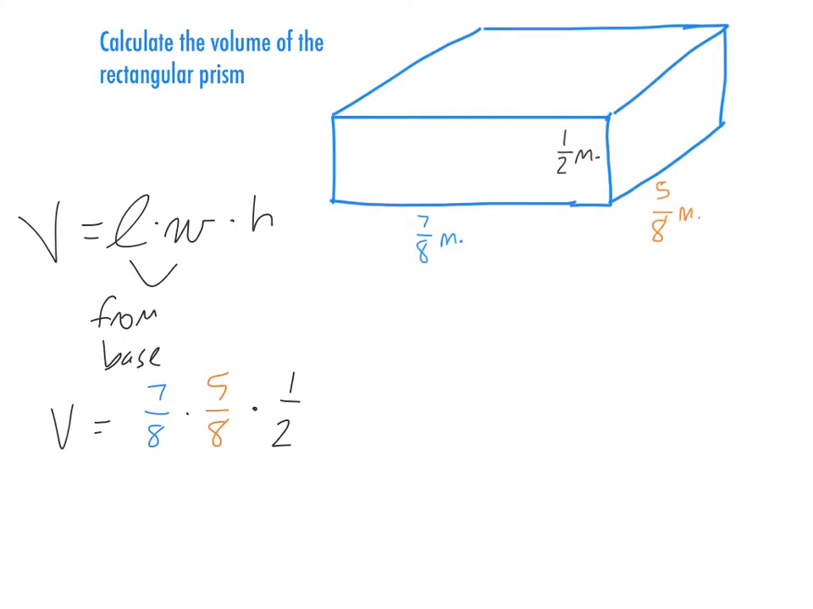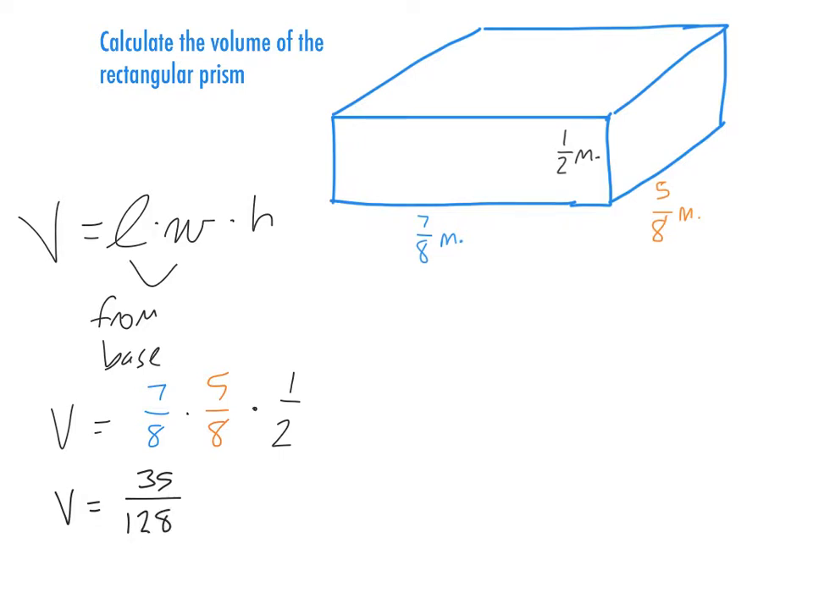And then all you have to do is multiply. So these are fractions. So how do we multiply fractions? Multiply across the top, across the bottom. Is there anything I can cross cancel though? No. And so when you multiply, 7 times 5 times 1 is 35, and 8 times 8 times 2, well, 8 times 8 is 64. When you take 64 times 2, that's how you get 128.